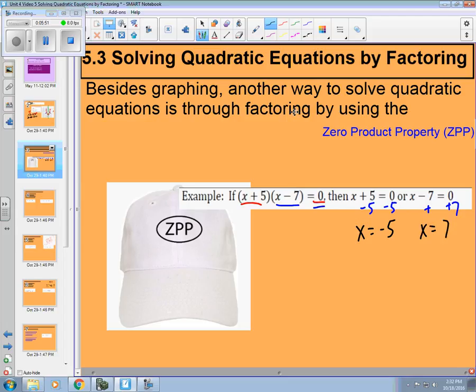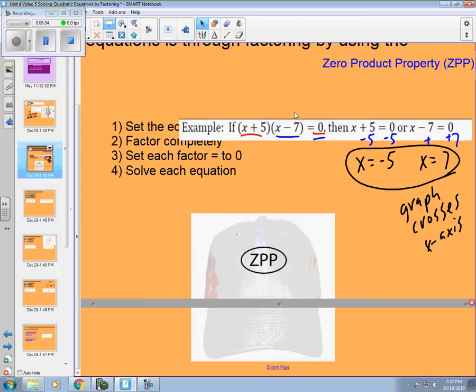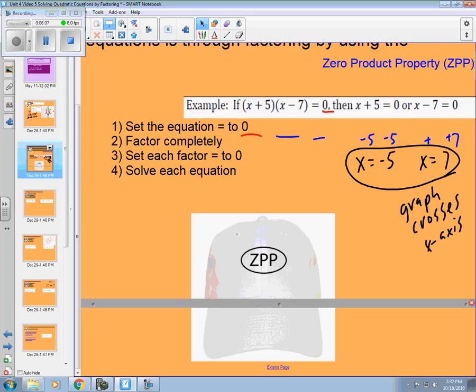That would actually be where your graph crosses the x-axis. Okay, so kind of the steps involved there, what we did was set the equation equal to 0, factor completely, set each factor to 0, and then solve each equation. So let's finish that one.